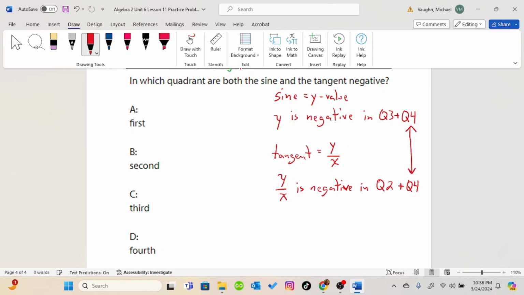So sine and tangent are both negative in the fourth quadrant. In the first quadrant, sine is positive and tangent is positive. In the second quadrant, sine is positive. And in the third quadrant, tangent is positive.